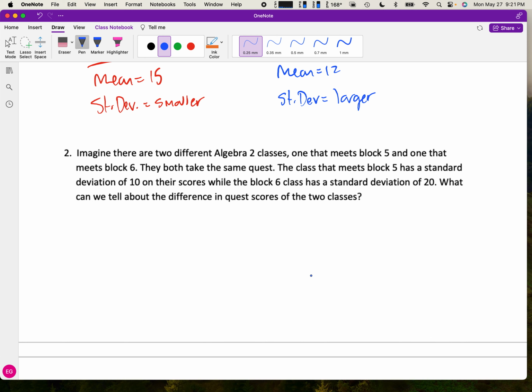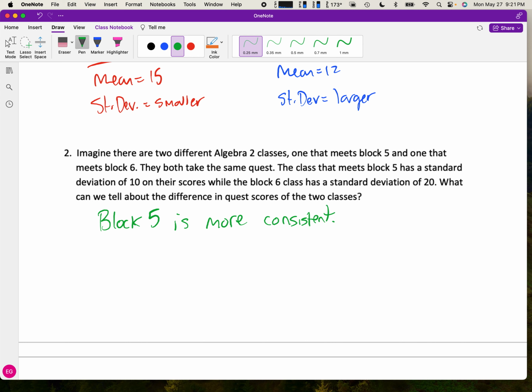All right, 2 different algebra 2 blocks. One meets block 5, one meets block 6. They both take the same quest. The class that meets block 5 has a standard deviation of 10 in their scores, while block 6 has a standard deviation of 20. What can we tell about the differences in these? And all we can really tell about these 2 things is that block 5 was more consistent in their scores, right? Smaller standard deviation means that they were much closer to the mean.